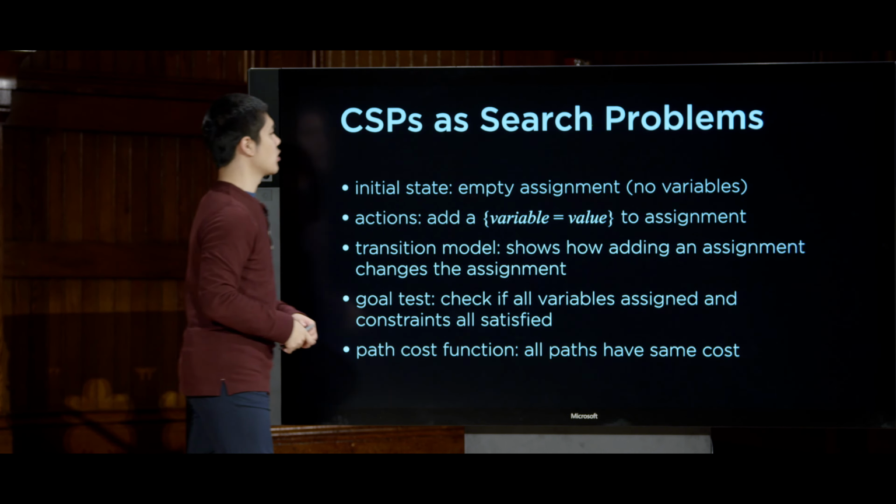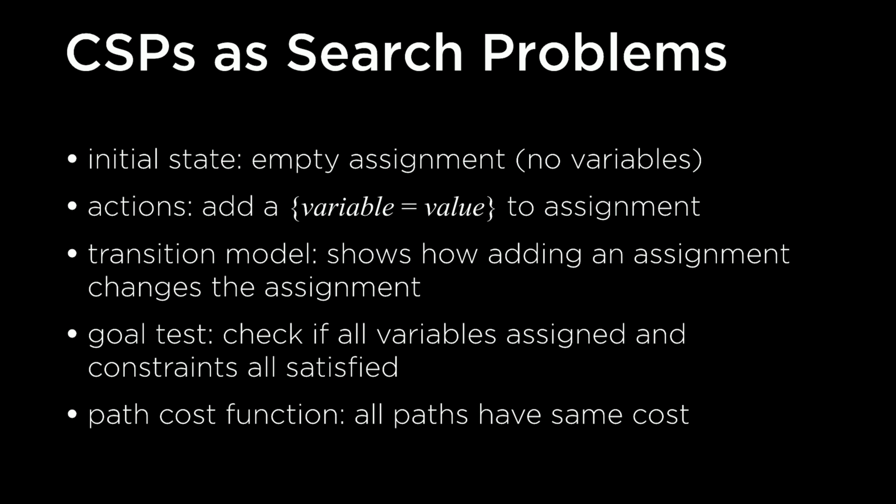The initial state will just be an empty assignment, where an assignment is just a way for me to assign any particular variable to any particular value. So if an empty assignment is no variables are assigned to any values yet, then the action I can take is adding some new variable equals value pair to that assignment, saying for this assignment, let me add a new value for this variable. And the transition model just defines what happens when you take that action. You get a new assignment that has that variable equal to that value inside of it.